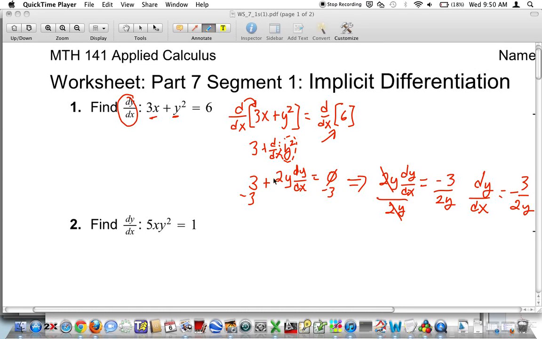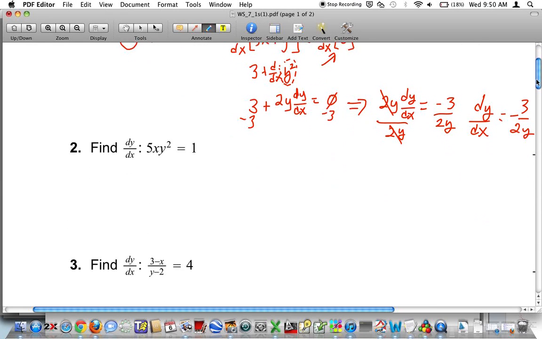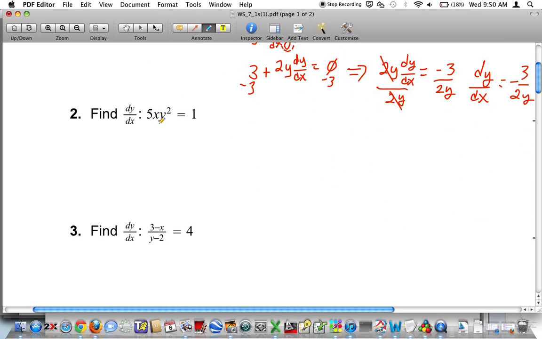Okay, for problem number 2, same thing. We have an x and a y in the equation, so it's implicit. Y is not defined explicitly in terms of x, so we have to take the derivative operator of both sides. So if we take the derivative operator of this side, 5xy squared, and the derivative operator of the right side, well, the right side is just a constant, so that goes away, and that's 0.